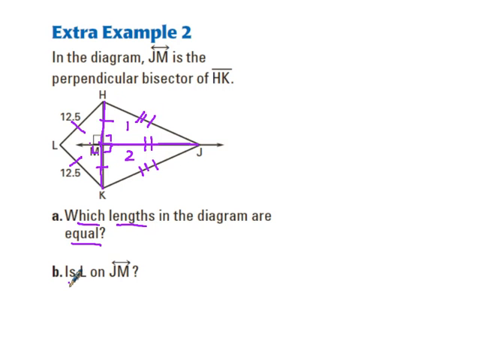The second part is, is L on line JM? Well, at first it doesn't even look like line L is long enough to go through, but we have to remember that a line goes on forever in both directions. It has to go through point L because the 12.5 line segment is congruent to the 12.5 line segment. They're equal distances to the endpoints of the perpendicular bisector, so it has to go through that intersection.